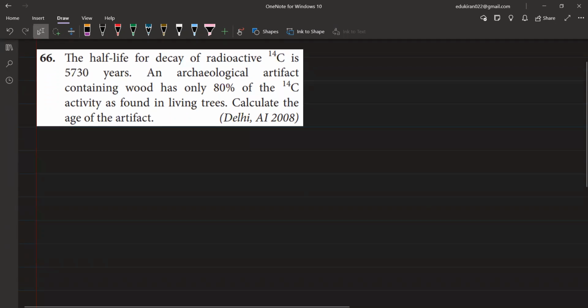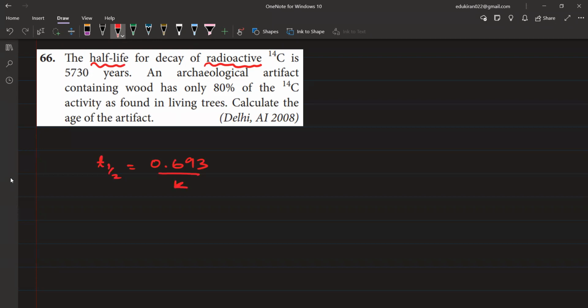See, now here what you can see is that the half-life for decay of radioactive C14 is this many years. An archaeological artifact containing wood has only 80% of C14 activity as found in the living trees. Calculate the age of the artifact. First of all, they have given you the half-life. Whatever radioactivity happens, it happens through first order reaction. So T half is equal to 0.693 divided by K.